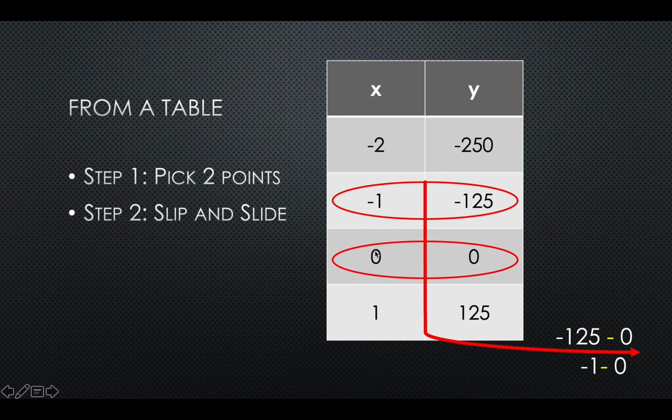And then step 3 is to subtract. So negative 25 minus 0 is going to be negative 25. Negative 1 minus 0 is negative 1. Negative 125 divided by negative 1 is 125. So what is the slope of this particular set of numbers? 125.